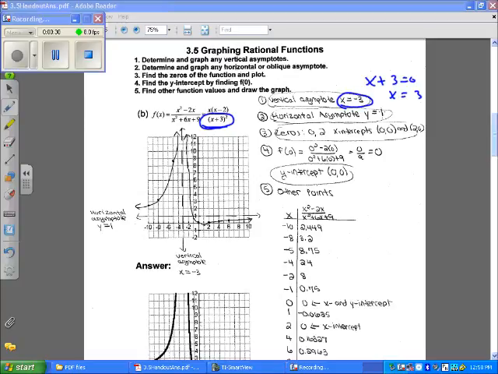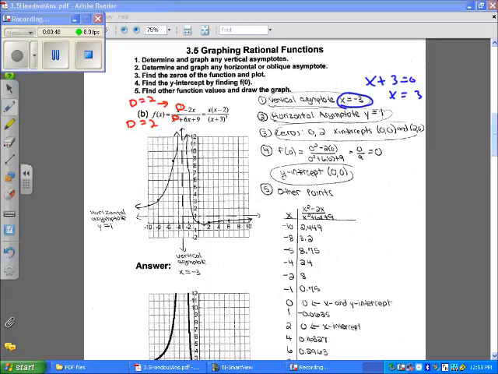Then you want to find the horizontal asymptote. The way we find the horizontal asymptote is we look at the degree of the numerator and the degree of the denominator. So let's take a look at that here. The degree of the numerator is 2, and the degree of the denominator is also 2.